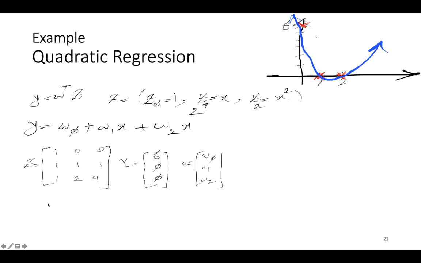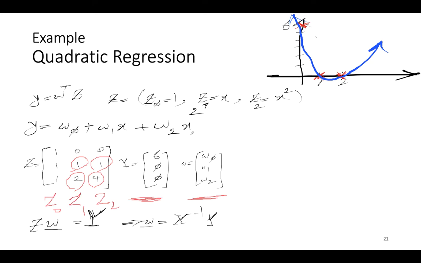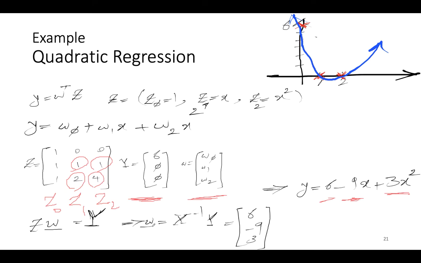The first column would be the z0s, which are 1. And then this is z1 and z2. You see this 2 becomes 4, and 1 becomes 1, because these are the squares. And these are your y values, 6, 0, and 0. And we are interested in finding the w's here using a quadratic regression. So the line would be as easy to calculate as this. The final y would be 6 minus 9x plus 3x^2, right?